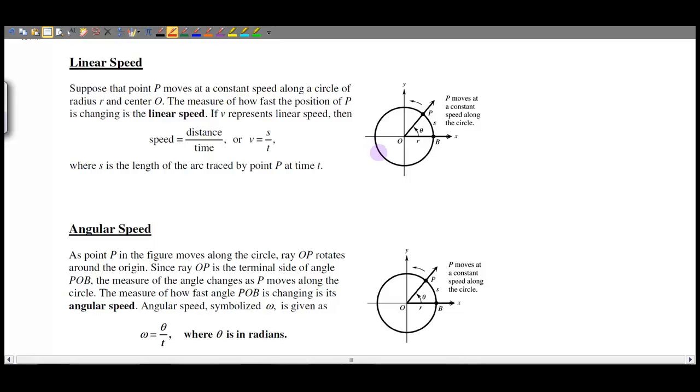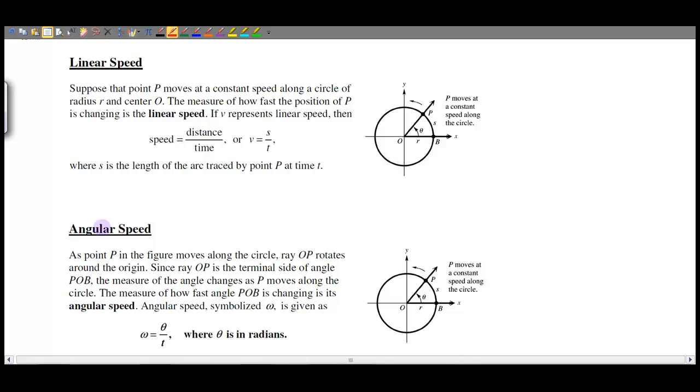If you think of speed, speed is generally listed as velocity. Our cars travel at a speed of miles per hour, right? So that's a rate, a distance versus time. So when we're talking about the linear speed, it is along the outside of the circle, and it is the speed or the rate at which P is traveling along this line on the outside of the circle.